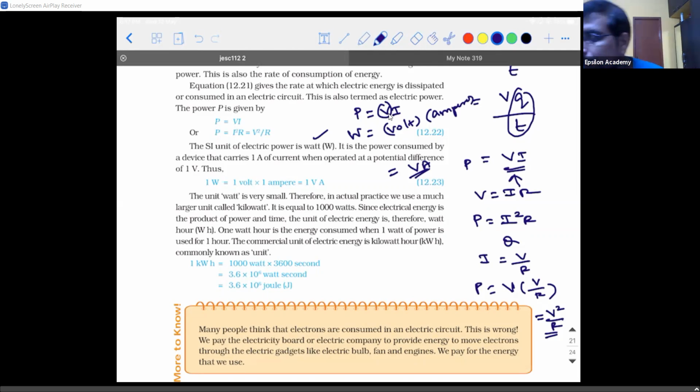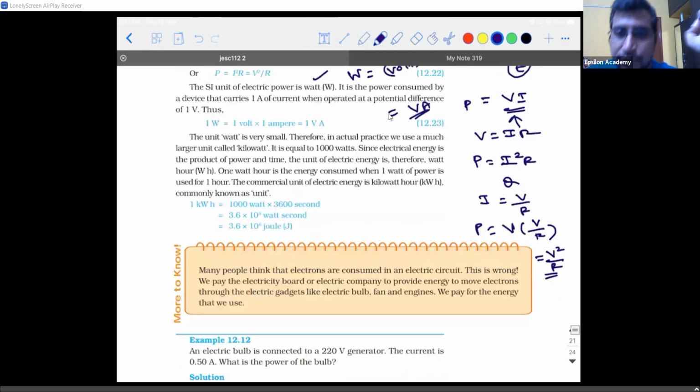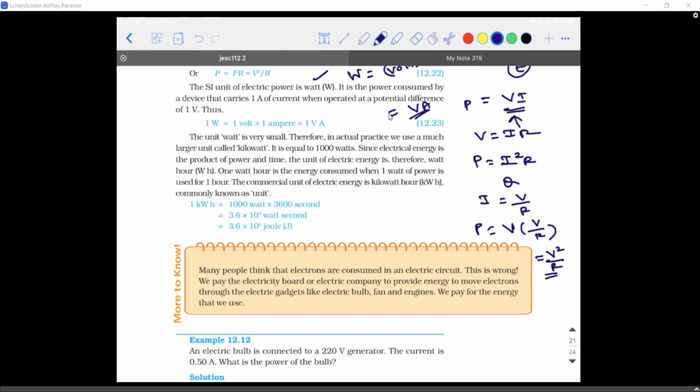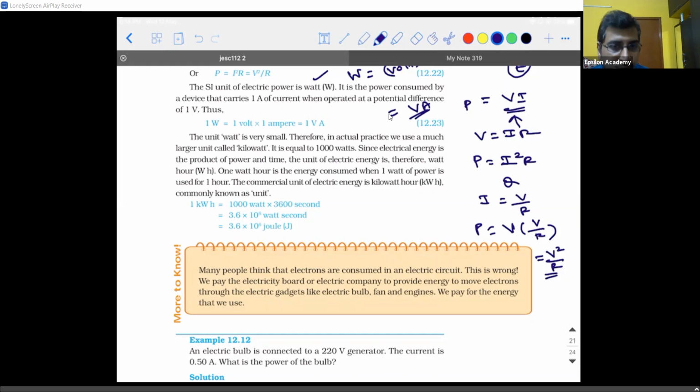So next comes an important question. Suppose you go commercially. You would have heard about the electricity bill that you receive at your home. Yes or no? You guys know about the electricity bill, right? Your parents would be paying. So the question is, how will the government know the amount of power that you have consumed? How is the government calculating it? That's what we need to understand.